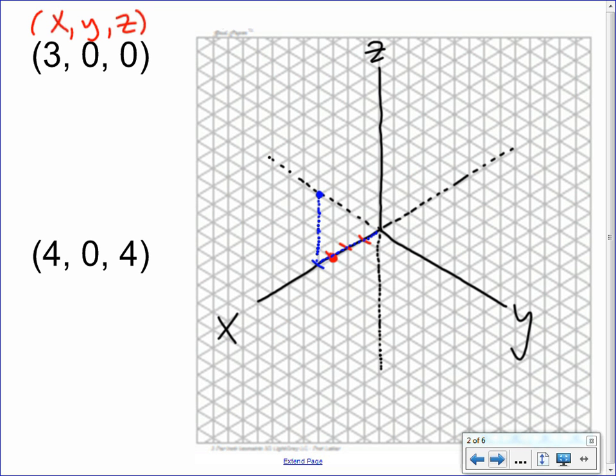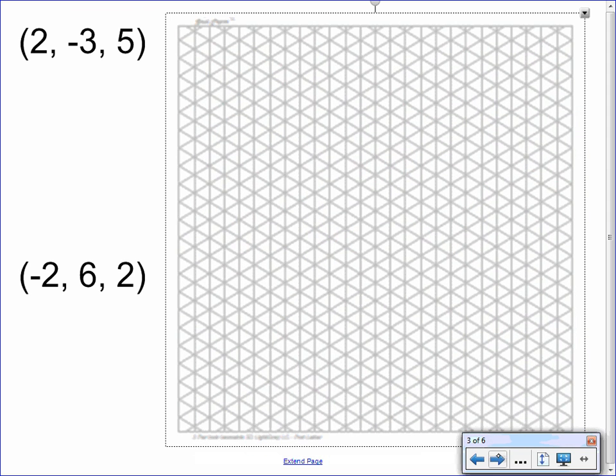All right, let's try one where we don't have any zeros at all. So just give me a second to redraw my octants here.